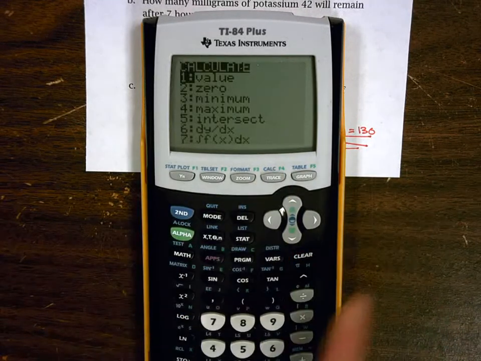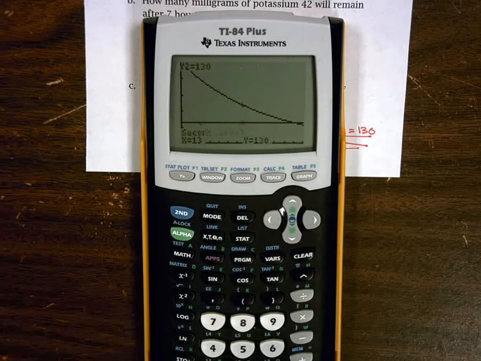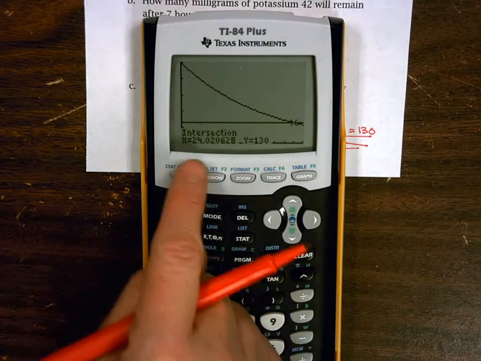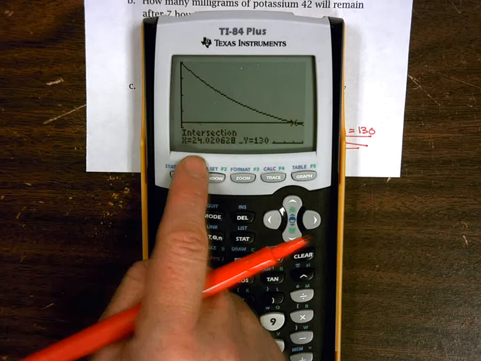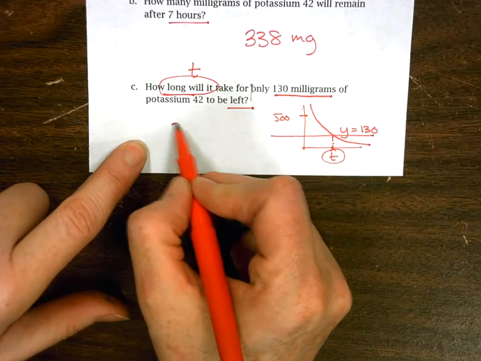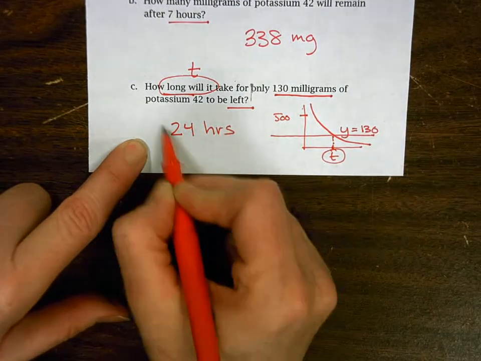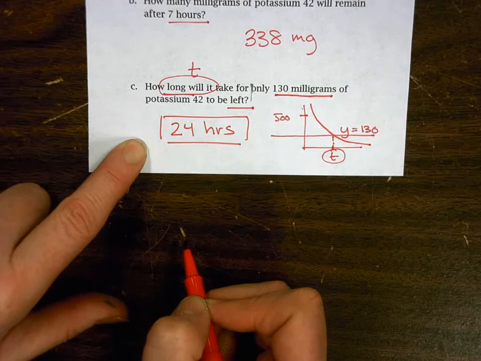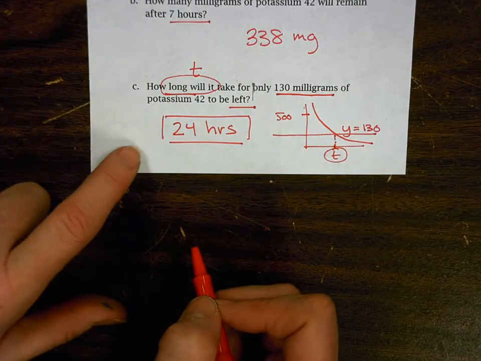If it's not on the window, it won't graph it. It won't give you the answer. Second, calc, intersect 5. Enter, enter, enter. Okay, at 24 hours, I have 130. After 24 hours, I have 130 milligrams left. So the answer is 24 hours.